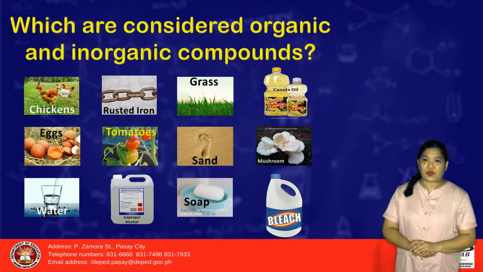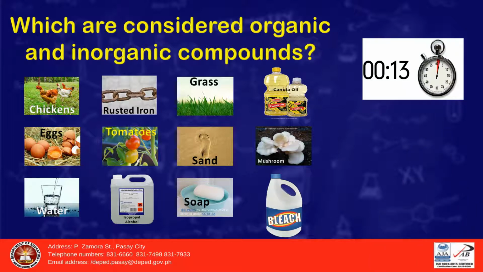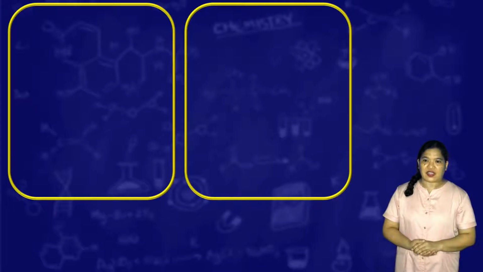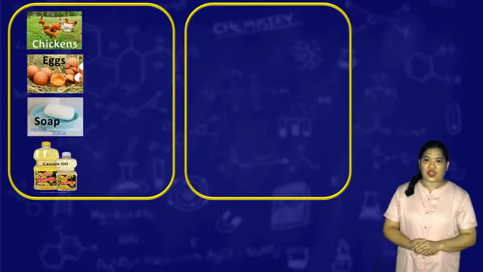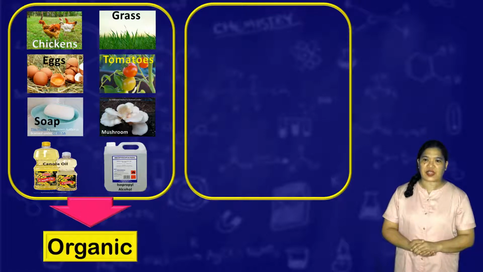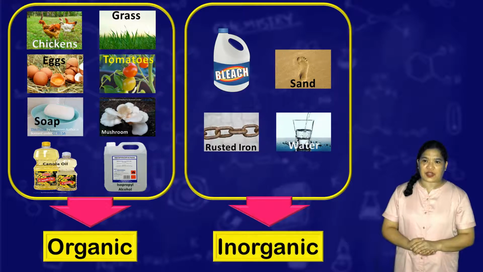Look at these pictures, which are considered organic and inorganic compounds. I want you to get your notebook and write your answers in 15 seconds. Your time starts now. Let's check your answer. Chickens, eggs, soap, canola oil, grass, tomatoes, mushroom, and isopropyl alcohol are grouped as organic compounds, while bleach, rusted iron, sand, and water are inorganic compounds.